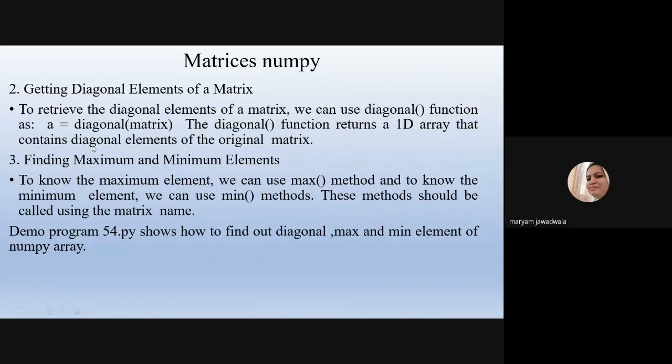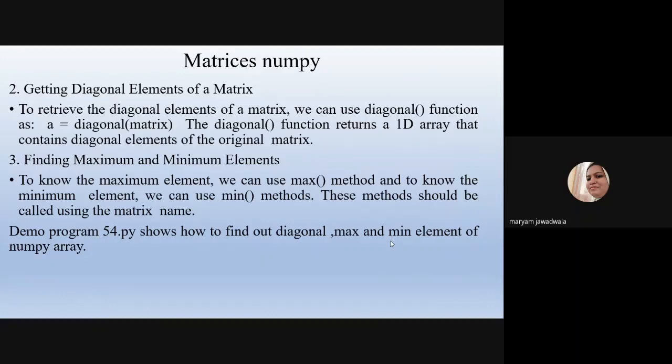Okay. Now next, we can find out the maximum and minimum elements present in a matrix, right? Suppose one 2D array is given to you and you need to find out the maximum and minimum elements, then you can use these functions. Which functions? The max function and min function, defined in the numpy module, and these methods can be called using the name of the matrix. Okay, so I wrote one demo program, 54.py, to show how to find out the diagonal, maximum and minimum elements of a numpy array.